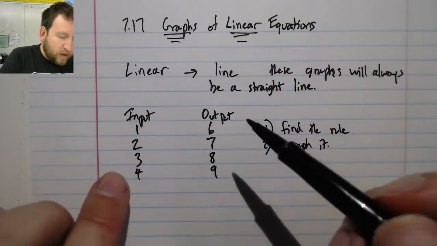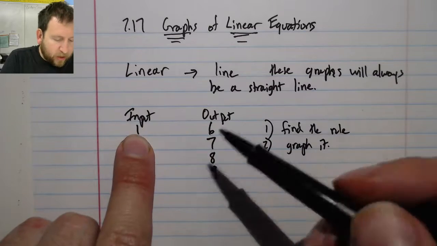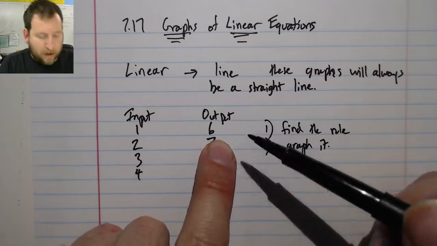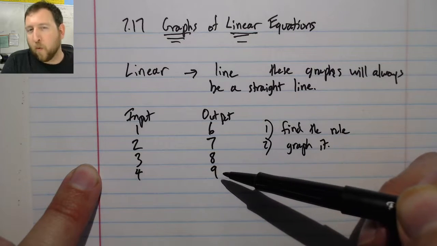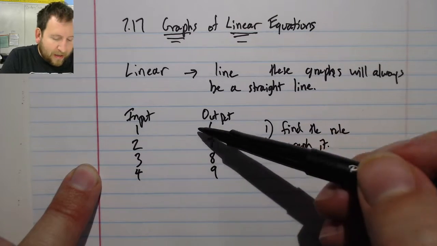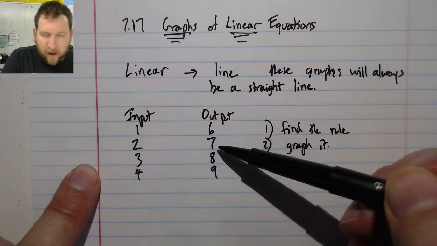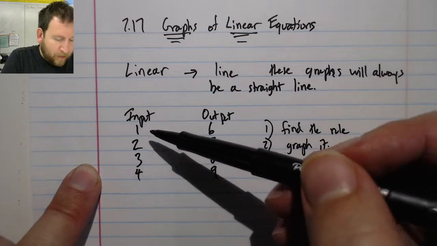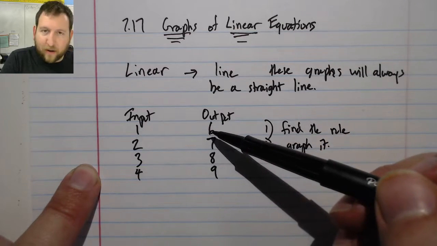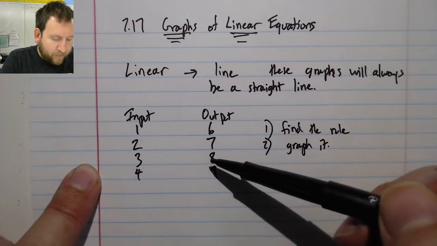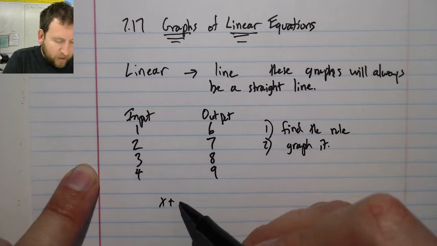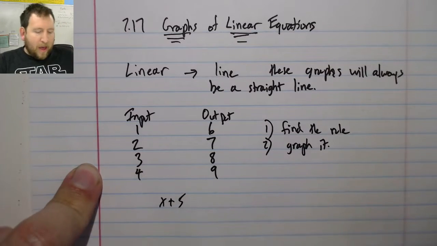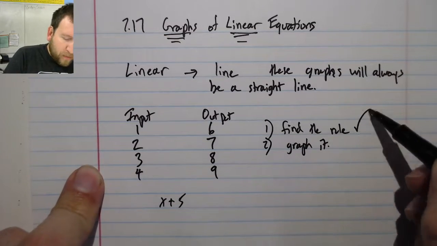Let's see. What are they doing to the number that they put in to get the one when they come out? Well, if I look at my outputs, I can see them going up by 1. That means I'm probably going to be adding, because they're both going up by 1, so I'm probably going to add the same thing. I can see that if I add 5 here, it works. If I add 5 here, it looks like my rule in this case is x plus 5. So I've got my rule, and I'm good to go.